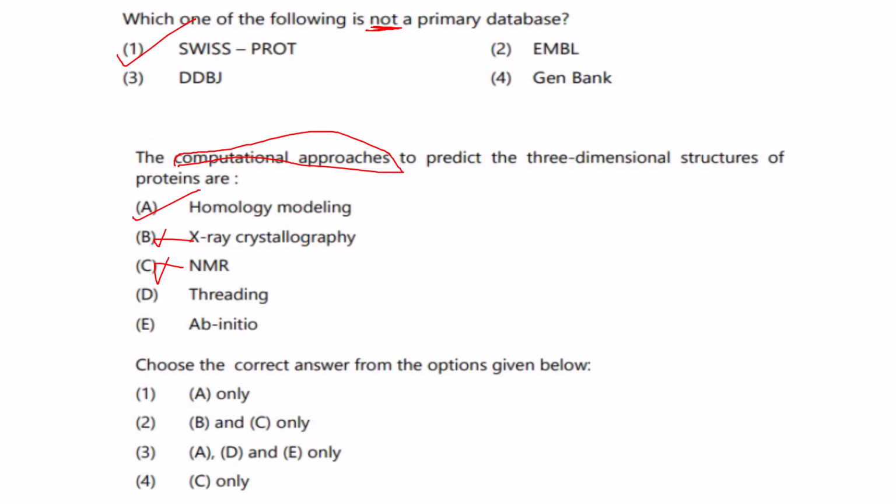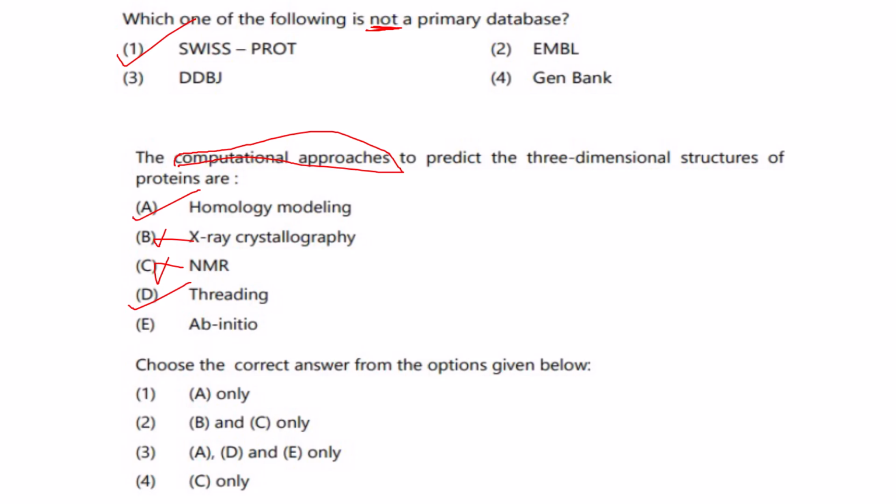Now what is threading? Threading is also called fold recognition, and it will predict the structural fold of unknown protein sequences. What it will do is fit this unknown protein sequence into the structural database, and it will select for the best fitting fold. Now these two approaches, that is homology modeling and threading, take information from the sequence that is already stored in the database.